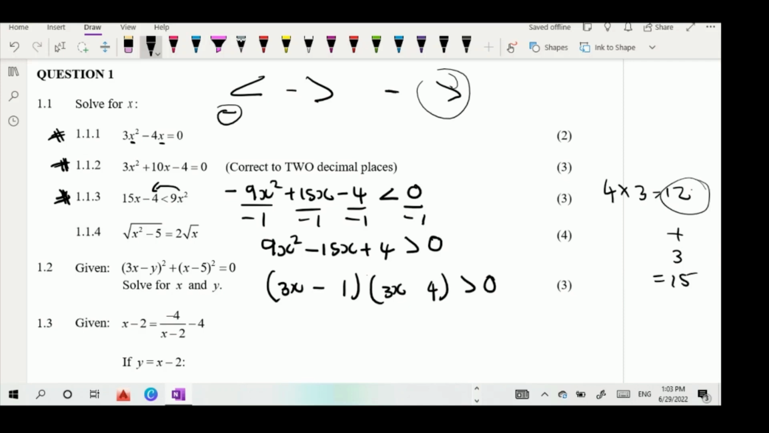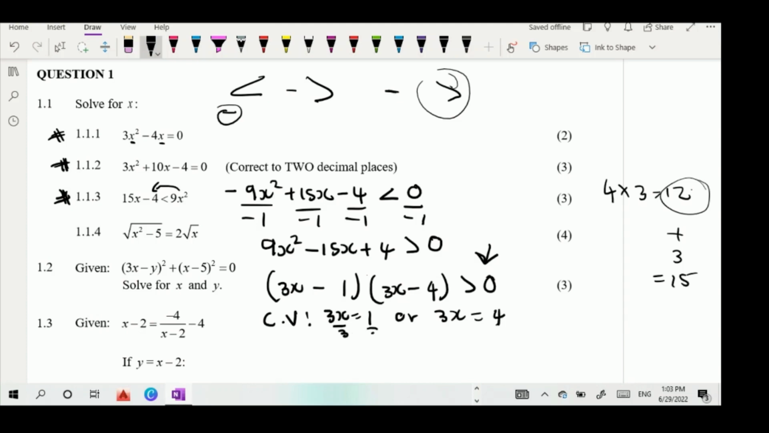Then you put a negative here and a negative here because the sign in the middle term is negative. So the bigger sign takes that sign. So you have your factors. Then you write your critical values. Your critical values, why? Because we have an inequality sign here. So the critical value is going to be 3x is equal to 1 or 3x is equal to 4.